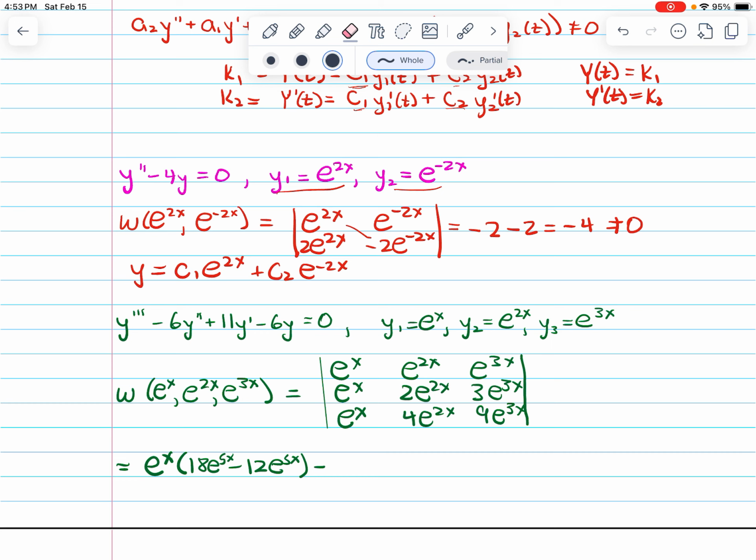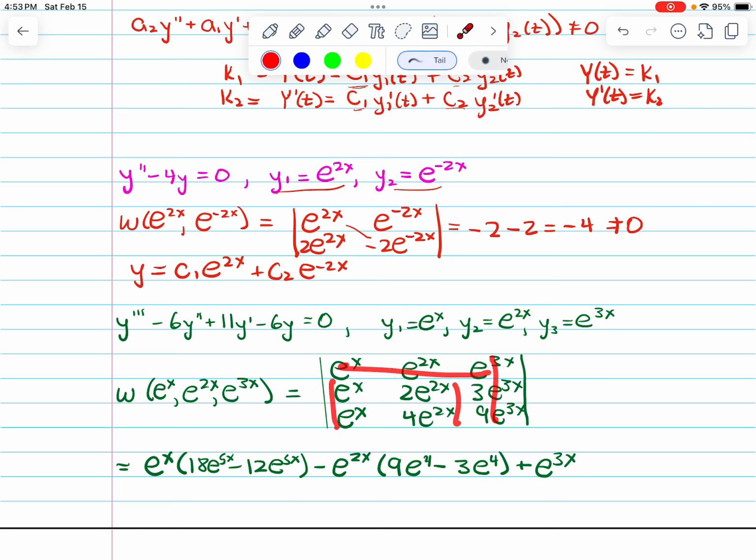I've got e to the 2x. And then I'm going to find this derivative. So I've got 9 e to the 4x minus 3 e to the 4x. And then finally the last one, e to the 3x. And I'm going to take out this column, this row, and get this determinant. Okay, so here I go. I go 4e to the 3x minus 2e to the 2x.